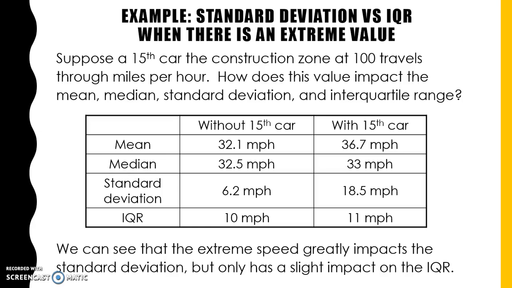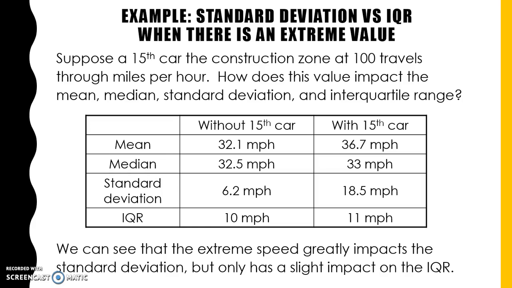So suppose we have an additional car that goes flying through this construction zone at 100 miles an hour. How does that impact the mean, median, standard deviation, and interquartile range? So again, you can see significant impact on the mean, not so much on the median. Significant impact on standard deviation, not so much on IQR. So again, this goes back to that resistance. The median and IQR are resistant, but mean and standard deviation are not.